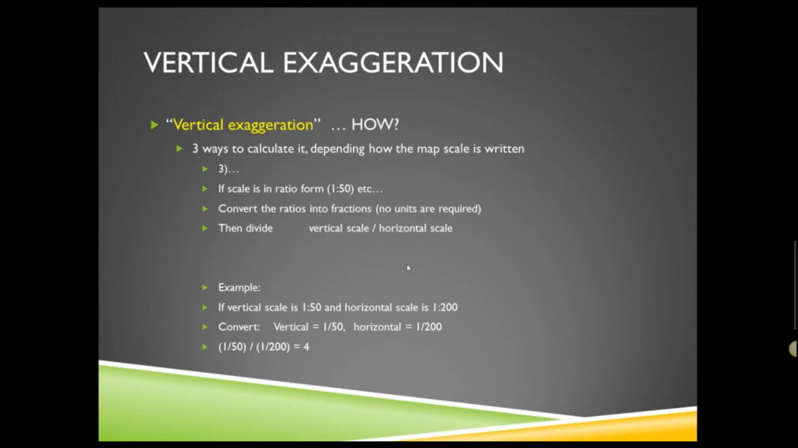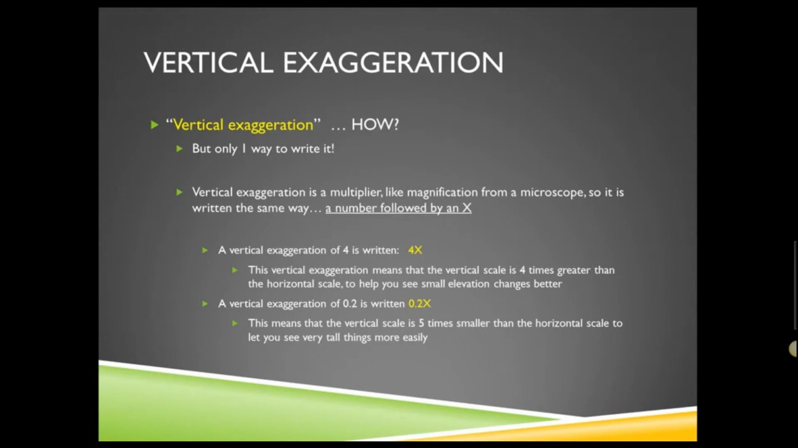So you can see that regardless of which of the three ways your scale was written, if the numbers are the same, the ratios are the same, you get the exact same vertical exaggeration. The way you write it is always the same. It's the number followed by a capital X. It's the same way you'd write magnification from a microscope. So that 4 becomes a 4x, vertical exaggeration of 4 times, or 4x.